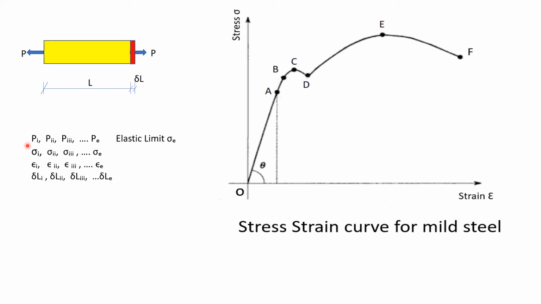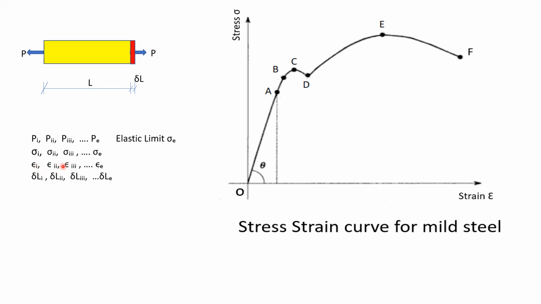For the load P1, the corresponding stress is sigma 1, the corresponding strain is epsilon 1, and the corresponding elongation is delta L1. When the load is P2, the corresponding stress is sigma 2, strain is epsilon 2, and elongation is delta L2. Similarly, for the load P3, stress is sigma 3, strain is epsilon 3, and elongation is delta L3. And likewise, we get the stresses sigma 1, sigma 2, sigma 3 and so on, and corresponding strains epsilon 1, epsilon 2, epsilon 3 and so on.